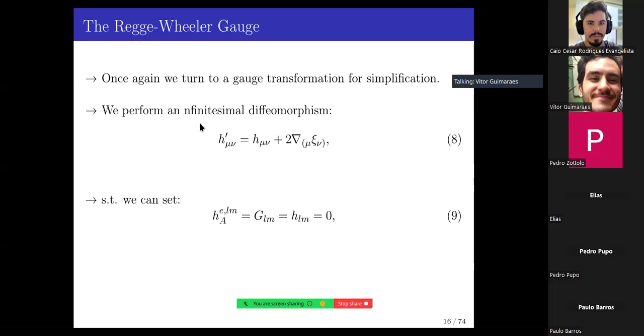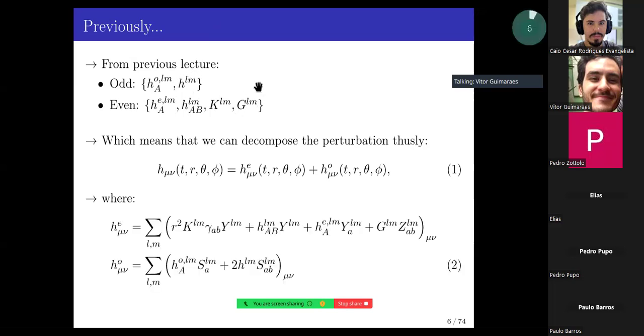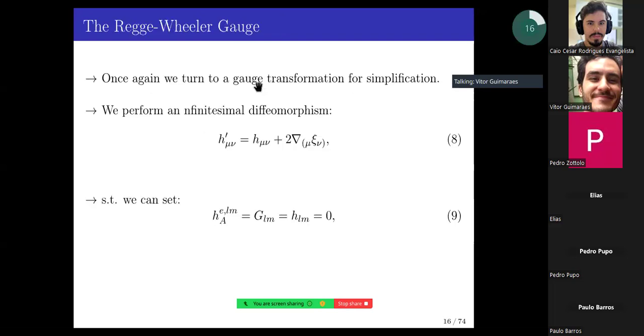So we can do this infinitesimal diffeomorphism. We can calibrate this vector in a way that we can simplify some of our equations. And in this case, we can set these elements here, here, and here equal to 0. Okay, so if we remember who they are, right? We're going to set these two even functions of t and r equal to 0, and also this odd function. Is that it? Let me just check if this is our... yes, okay. So we're going to set all this equal to 0.